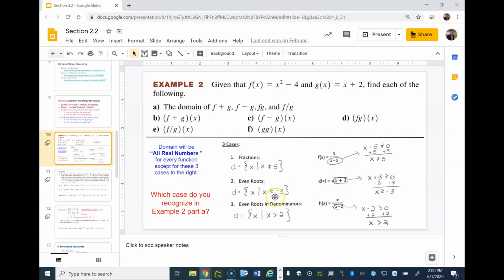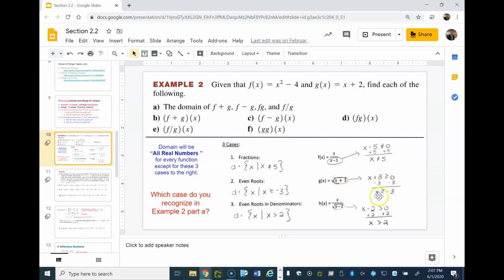Even roots. For even roots, this is where we have the square root. What do we know about square roots? Inside a square root, you cannot have a negative number. You cannot take a square root of a negative number. So basically what I'm looking for is that the inside has to be positive. So if the inside here, x plus 3, is greater than 0, anything greater than 0 is considered to be a positive number. Wouldn't that be correct? So this is where we're going to use greater than or equal to 0. And yes, the inside can be equal to 0. It just can't be a negative number.